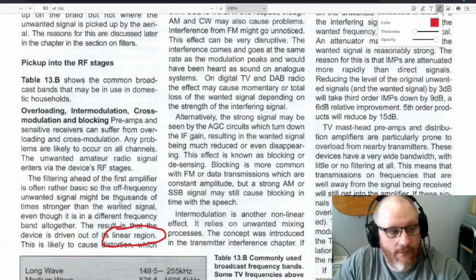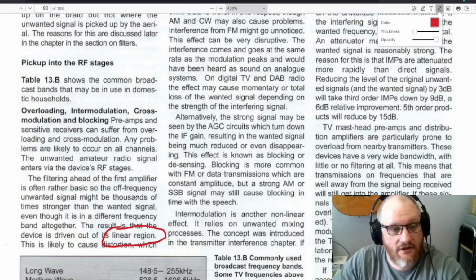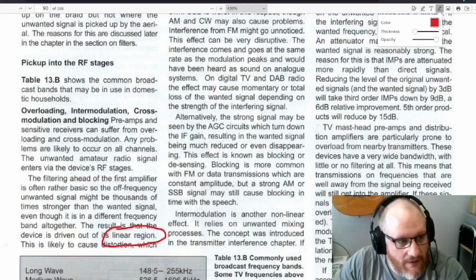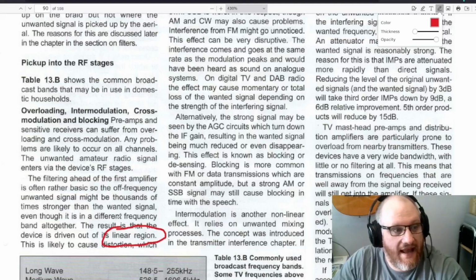This can happen just because there is a very strong signal, not necessarily the one that you're trying to listen to, getting into your receiver, and you're maybe turning up the gain on your receiver so you can hear that weak wanted signal, but that pushes the devices in the receiver outside of their linear region and adds all kinds of distortion and harmonics to what you're trying to listen to.